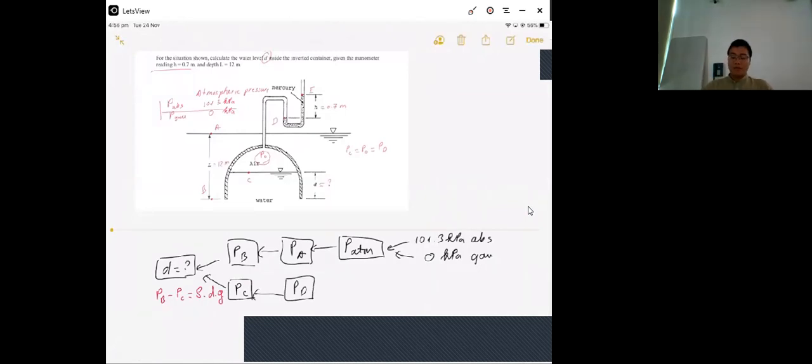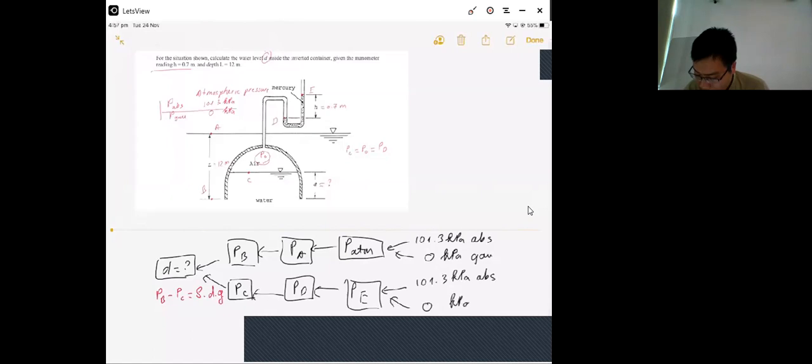Okay, PD. Because you know the distance between D and E, you can find PD if you know PE. The distance between D and E is 0.7 meter. And PE, at the mercury surface, will be equal to atmospheric pressure, which is 101.3 kPa absolute or 0 kPa gauge pressure.